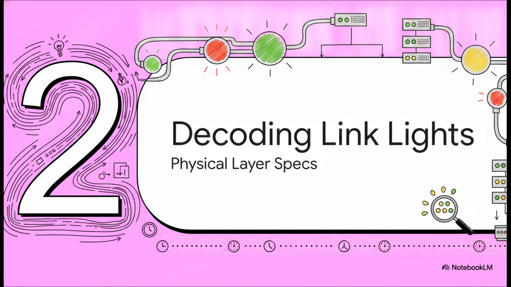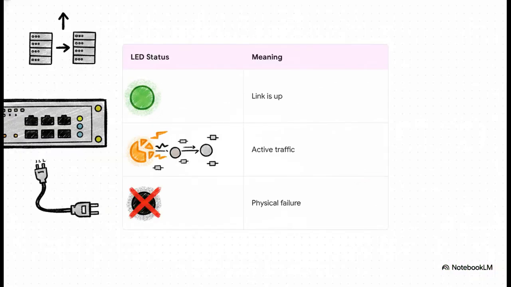Moving right along to Section 2, decoding the link lights, reading the physical layer. Now, what's really interesting here is that a switch isn't just a silent, dumb box of cables. It constantly communicates its status to us, if we know how to look. This is basically a literal cheat sheet for decoding those LED states, following a simple rule of 3. First, look for a solid green or amber light. That's great news. It means the physical link is up, the connection is established, and the device on the other end is powered on. Second, if it's blinking furiously, data is actively passing through.